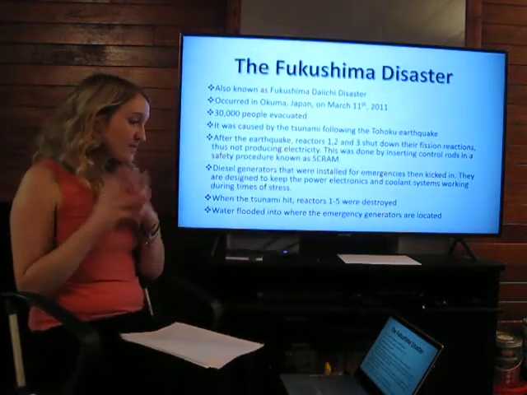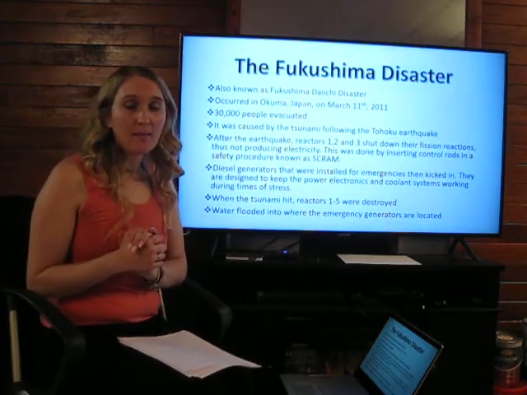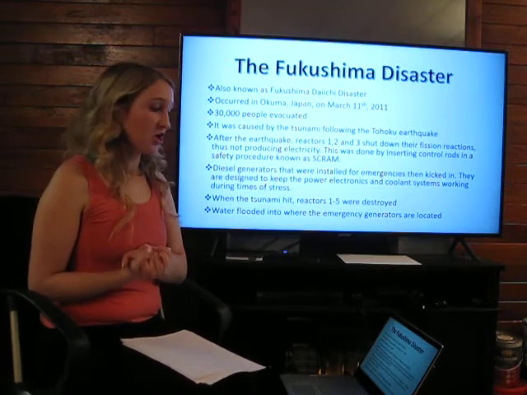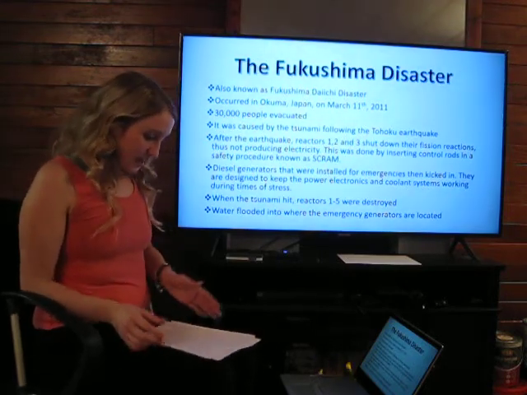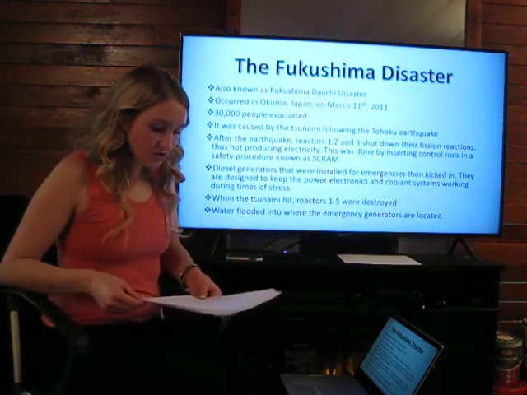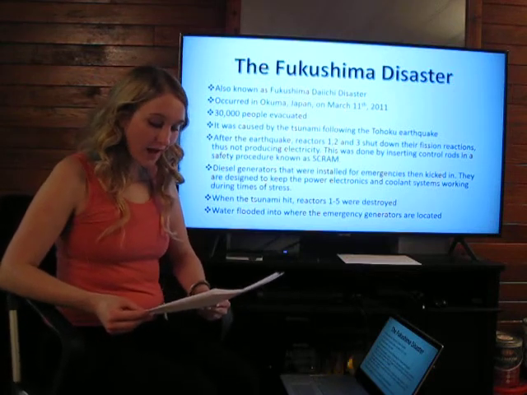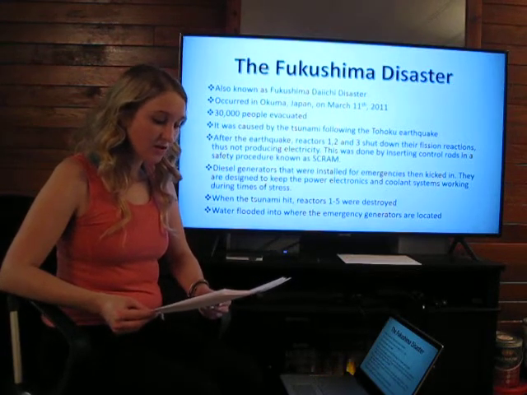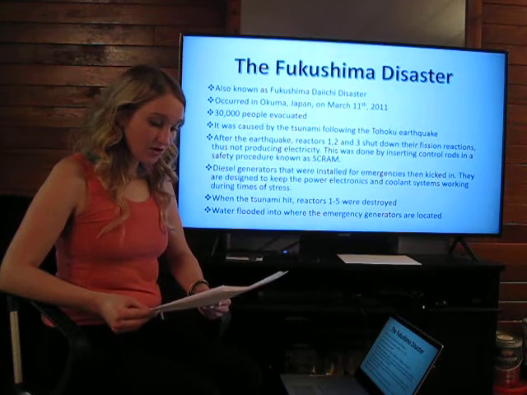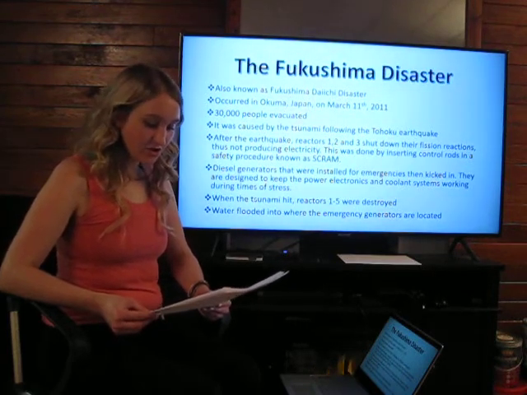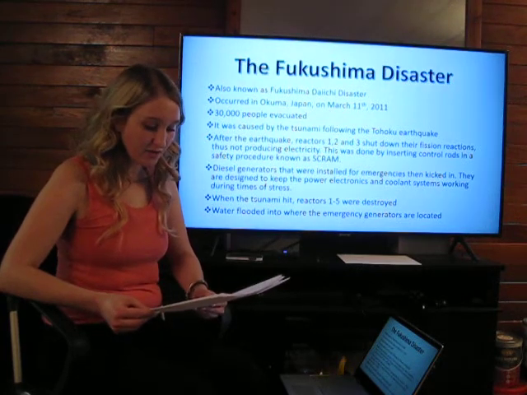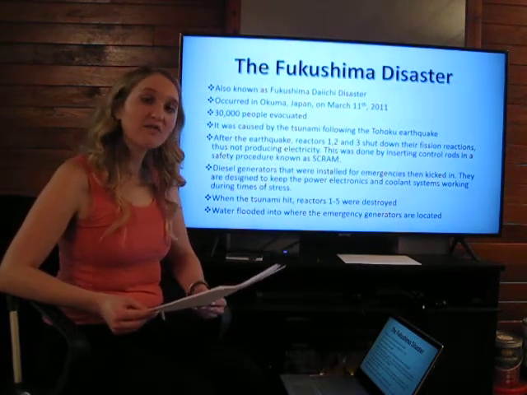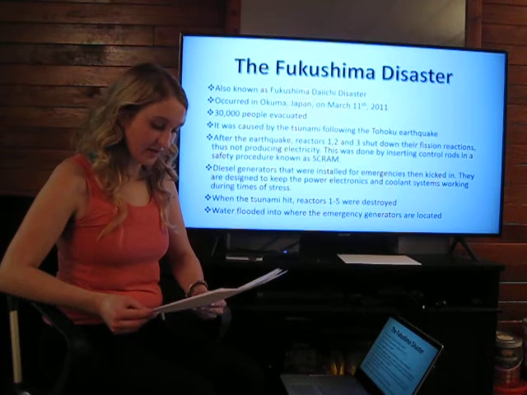Now, to kind of wrap this up, we're going to be talking about a bad disaster that actually occurred, and it's called the Fukushima Daiichi disaster. The Fukushima Daiichi nuclear disaster in Okuma, Japan was caused by the tsunami following the Tohoku earthquake on March 11th, 2011. Approximately 30,000 people were evacuated from their homes, with one confirmed radiation-related death.